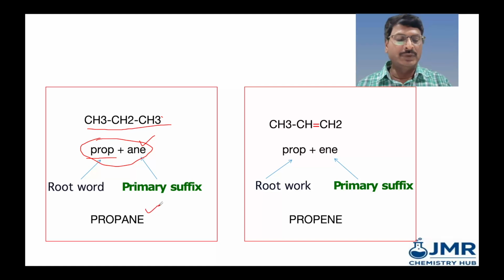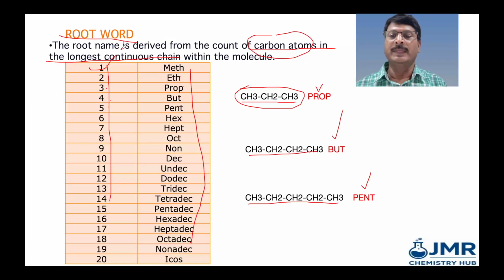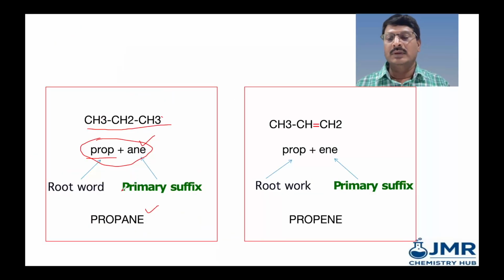If there are no branches in the compound, it does not contain any prefix. If the compound does not have any branches, the name of the compound should not contain any prefix word. It contains only the root word and primary suffix. So in this case, the root word is prop, because the number of carbons in the longest chain is 3. And it is a saturated compound. The suffix is "ane." So the name of the compound is propane.